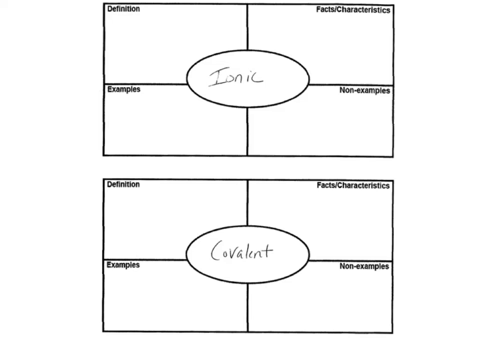I would like you to pull out the graphic organizer that I used when we first introduced ionic and covalent bonding. Since we've named both types of compounds, I'd like you to add that information to this graphic organizer. So if you could hit pause on the video while you look for that.